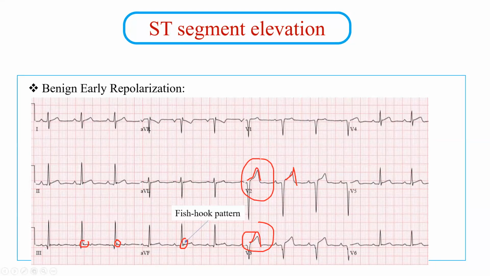All right, the other causes of ST segment elevation will be discussed in other videos specifically for those causes. So these are my tricks and tips for ST segment elevation, and thank you.